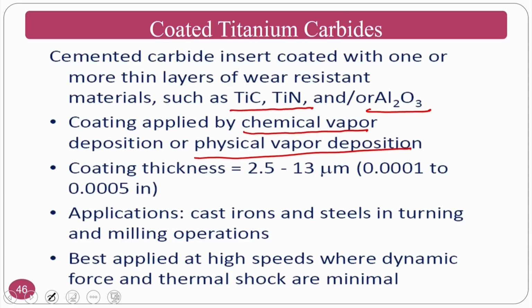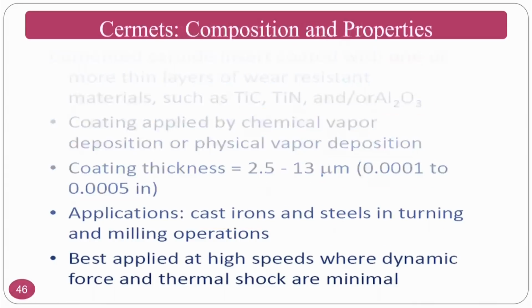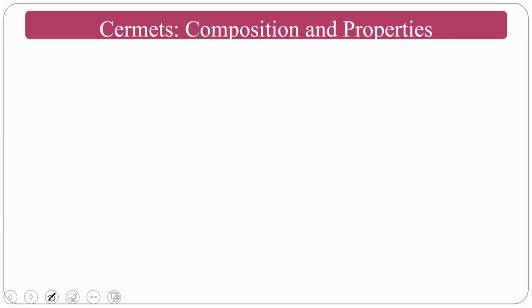Okay, normally the thickness ranges from 2.5 to 13 microns. Nowadays very good nano coatings are also coming into the market. Applications: you can use them for steels and all those things, best applied for high speeds, dynamic shock and thermal shock, and you can go for these coated carbide tools.